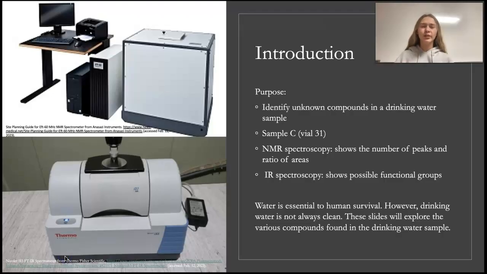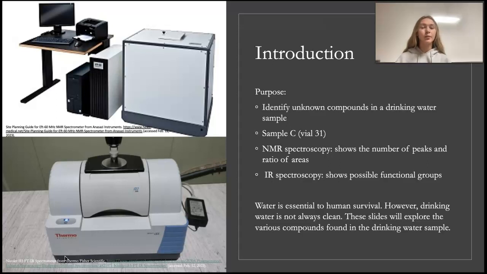Water is around us everywhere, so it is important that the quality of water that we are consuming is safe and clean, and that is not always the case. The purpose of this lab is to identify unknown compounds in various drinking water samples. The sample that I will be discussing is sample C, which is also known as vial 31. The technology used was NMR and IR spectroscopy.